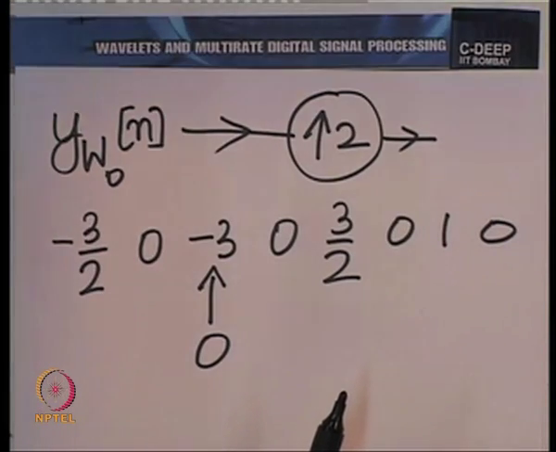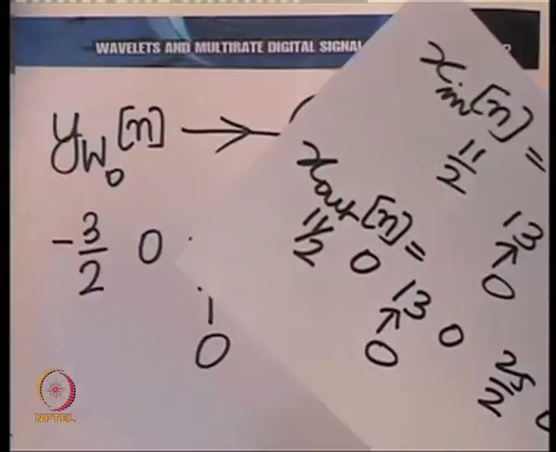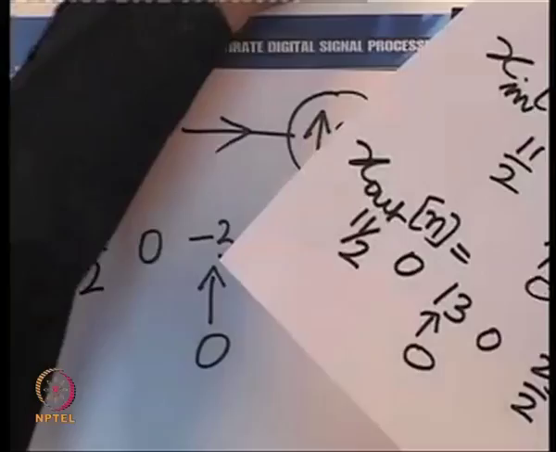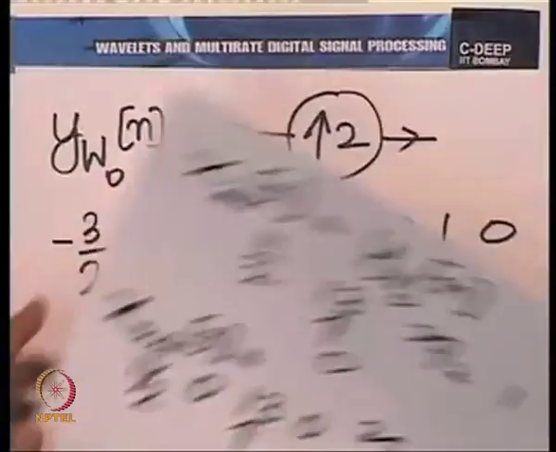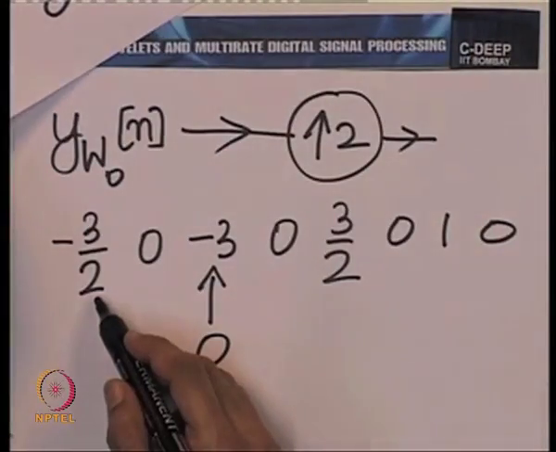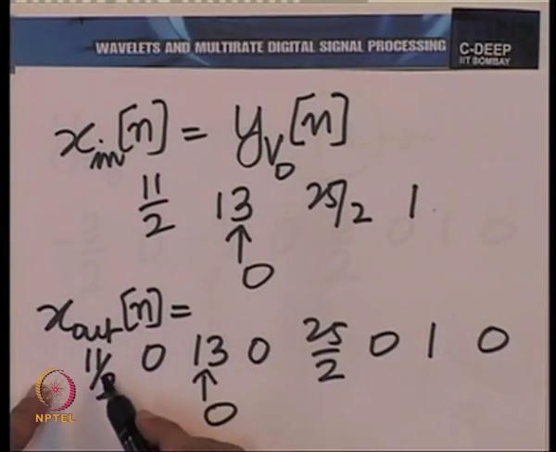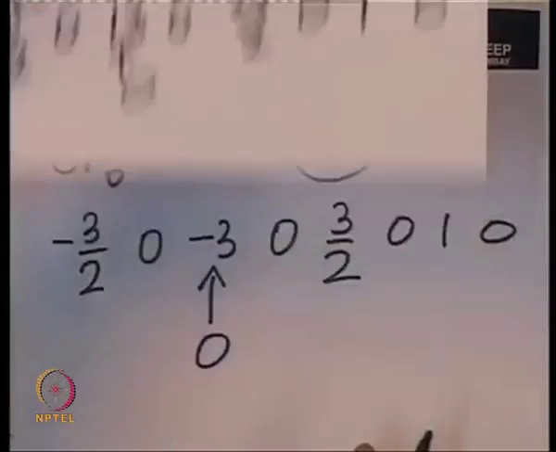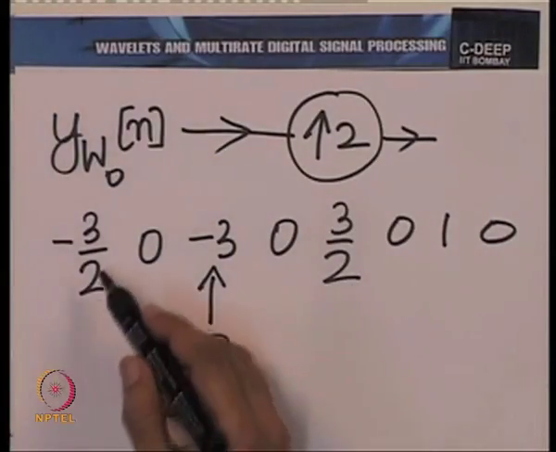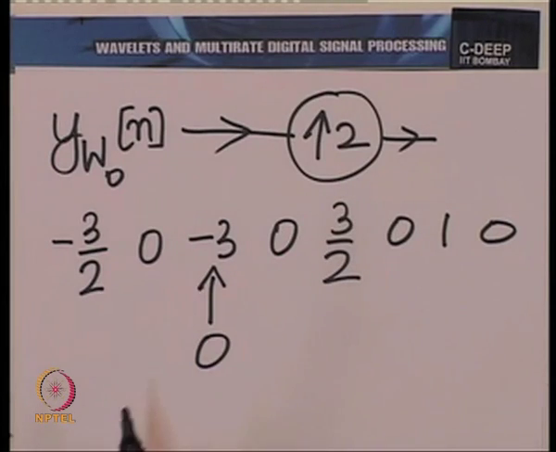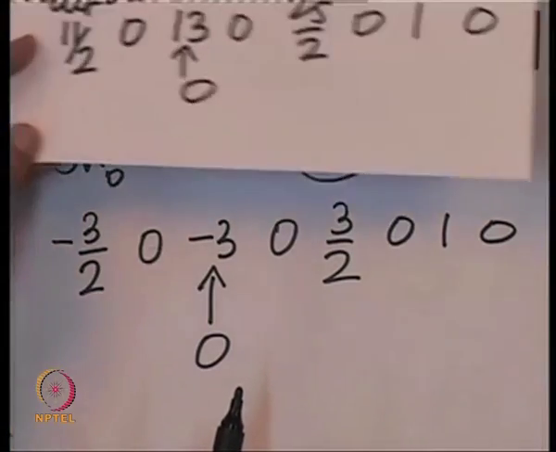Now, how would we get the piecewise constant values from these two sequences? Well, let us take the example of the first two values here. The first value in the upsampled sequence of V0 is 11 by 2, so 11 by 2 and 0. And minus 3 by 2 and 0. So, if we simply added them, you can see that.